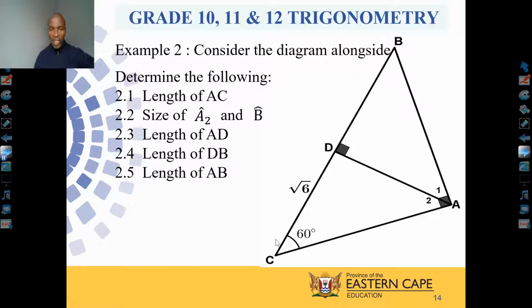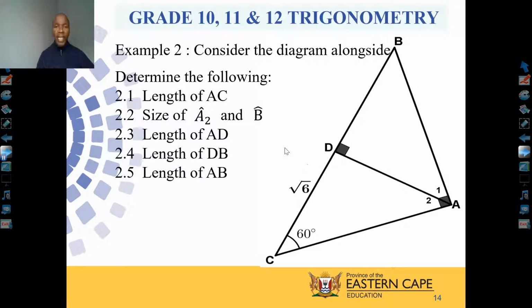Trigonometric ratios. So we're basically going to use Pythagoras theorem as well as the definitions of trigonometric ratios to solve this. In this one, you are asked to determine the length of AC, the sizes of angle A and angle B, the length of AD, the length of DB, as well as the length of AB in this triangle. So basically, that's what we're going to be doing.